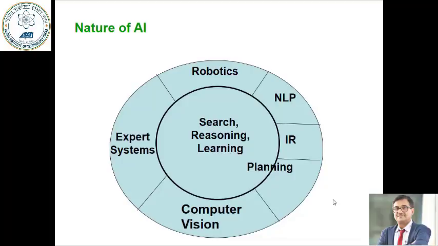So if I take the areas on the outer periphery, natural language processing, robotics, computer vision, expert systems, information retrieval, planning, all these are activities which are at the interface of human life and computation. If I take natural language processing, the field is concerned with making computers understand and produce language, analysis and synthesis of language. It is not difficult to conceive of the relevance of language processing in the context of IoT.